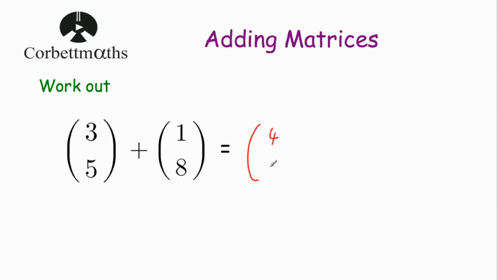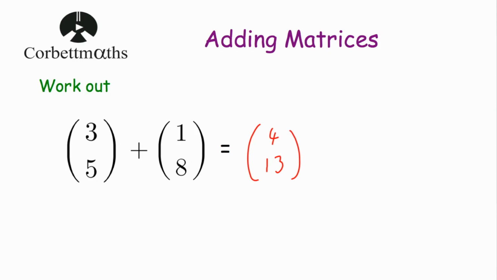And then in terms of the element beneath, we'll do 5 plus 8, and 5 plus 8 is equal to 13. So if we're asked to add together the matrices 3, 5 and 1, 8, the answer would be 4, 13. Just adding the 3 and the 1 together to get 4, and adding the 5 and the 8 together to get 13. And that's it.